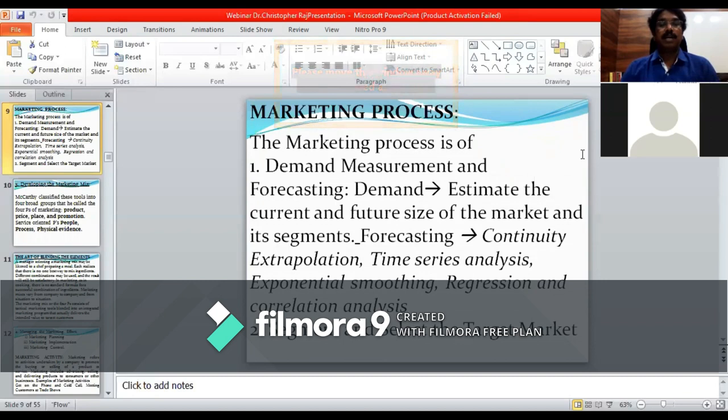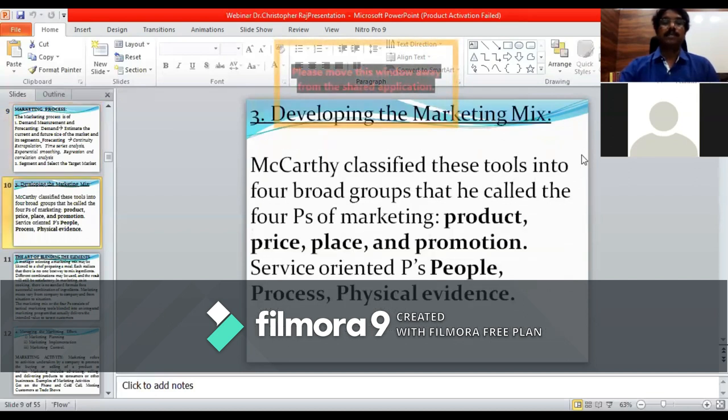The second step of the marketing process is segmenting and selecting the target market. The third point is developing the marketing mix. McCarthy classified these tools into four broad groups that he called the four P's of marketing: product, price, place, and promotion. And the service-oriented P's are people, processes, and physical evidence.